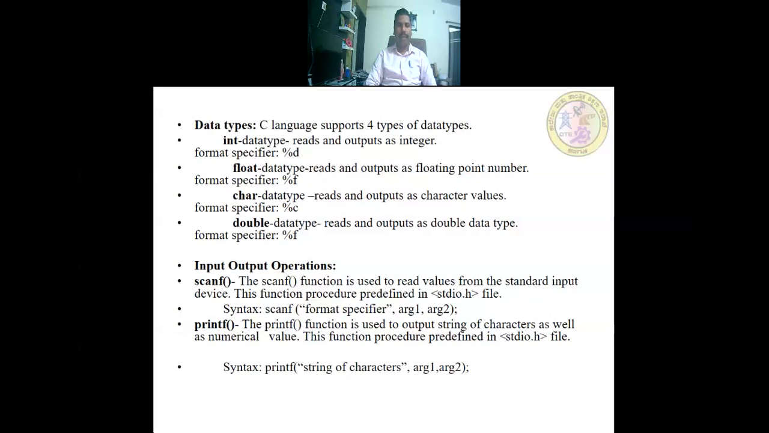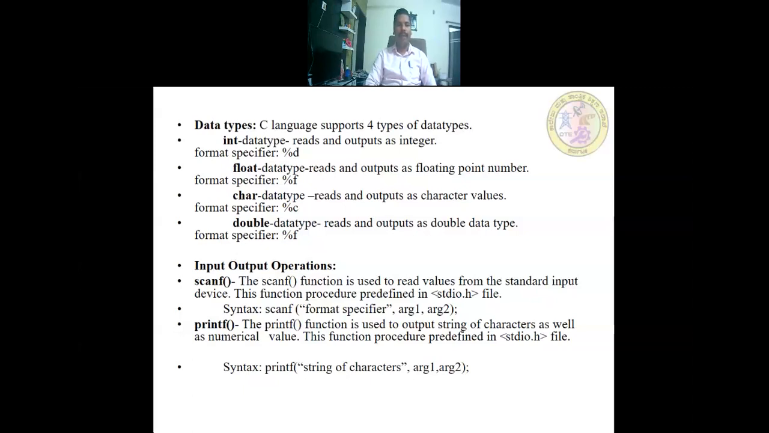So every header statement uses the symbol called hash. This hash symbol is a command given to the compiler to include all the instructions.